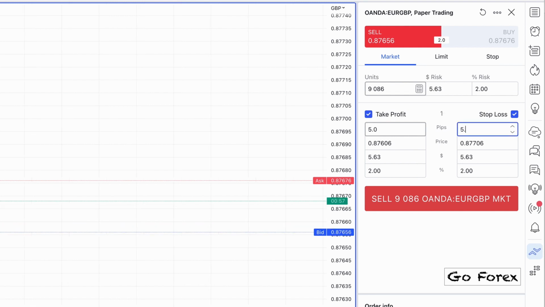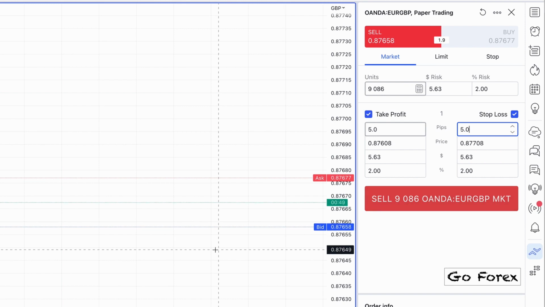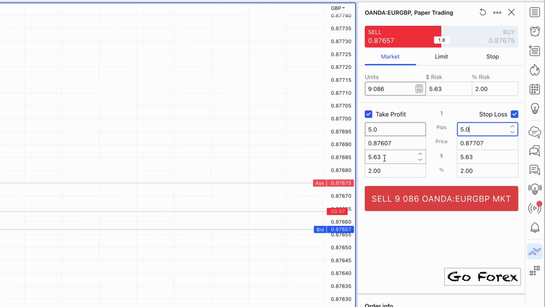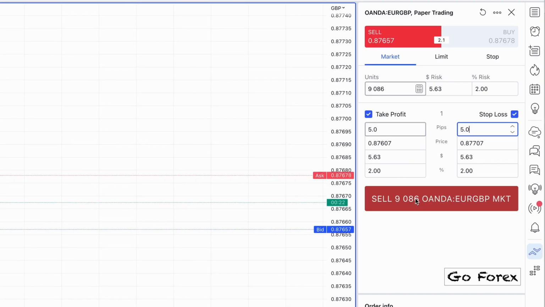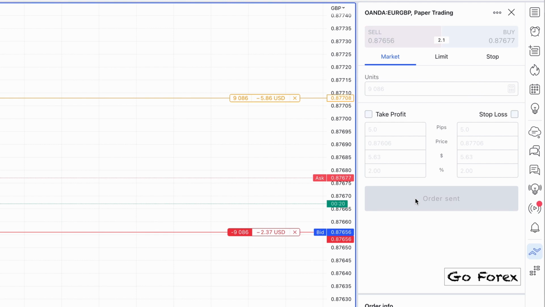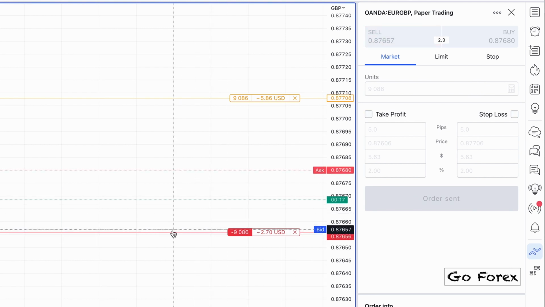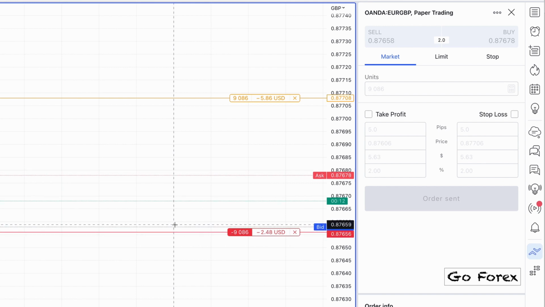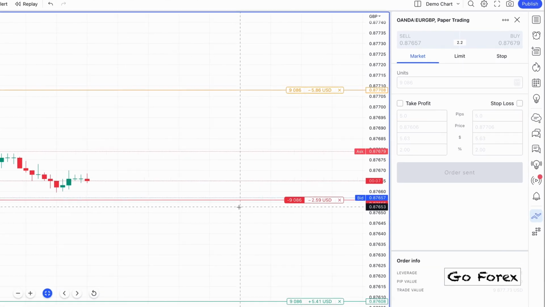So we're doing a 1-to-1. I'm going to risk 2% of my paper trading account, which is $5.63. So if I'm successful in this trade, $5.63. If I'm unsuccessful in this trade, I'll lose $5.63. Make a sell, and notice where I got to sell the euro at that bid price because I was selling. Now here's the deal.